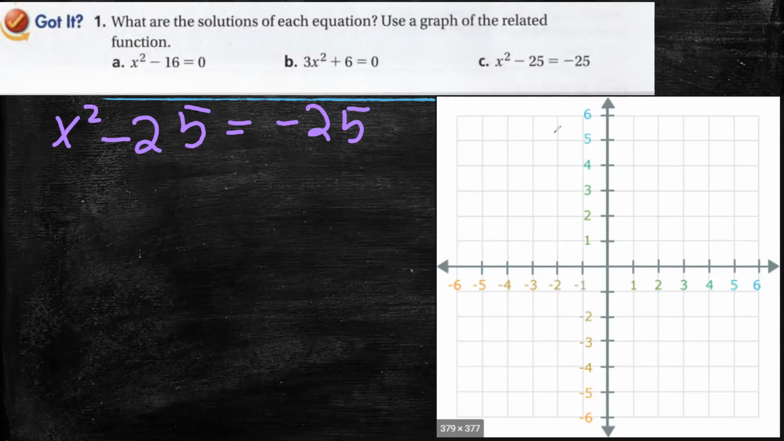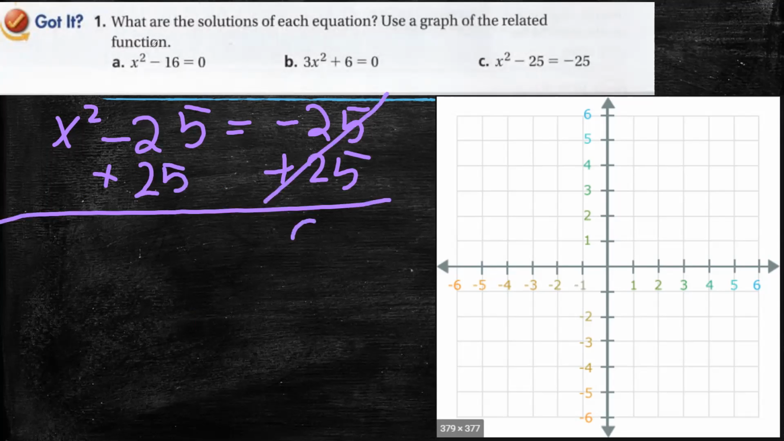What can I do to isolate this negative 25? I just move it to the second side, so it will be plus 25, plus 25. Why do I do this step? Because I want to make this side 0. It will be now what? X squared only. Negative 25 plus 25 is also 0. So x squared. If you graph it now, at 0, 0; at 1, 1; at 2, 2.